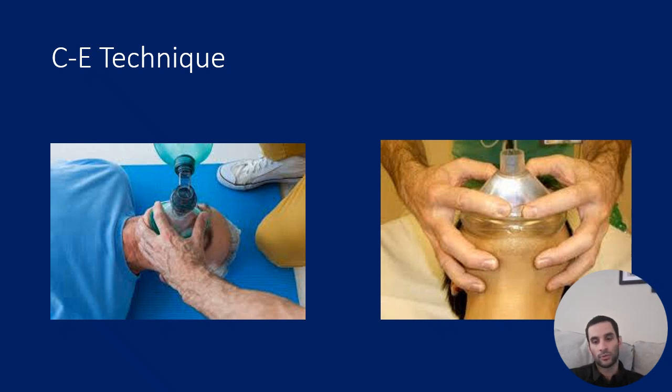Now, there are a number of different ways by which you can use the bag valve mask. One classically taught method is the CE technique. So the E is down here with your fingers. You can see it on this photo here. And the C is right here, okay?